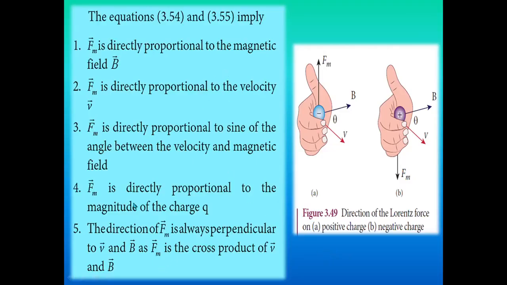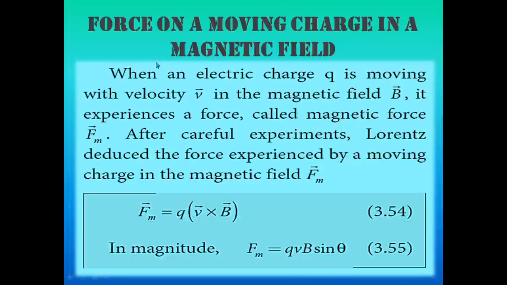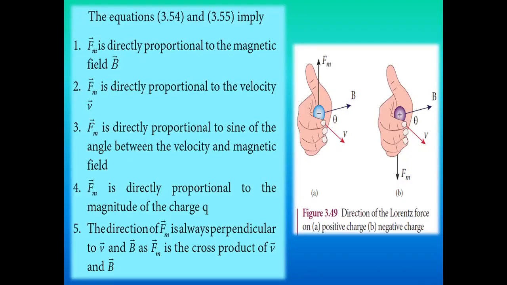So there are 8 important points in the magnetic Lorentz force. The first point is that the magnetic force Fm vector is directly proportional to the magnetic field.